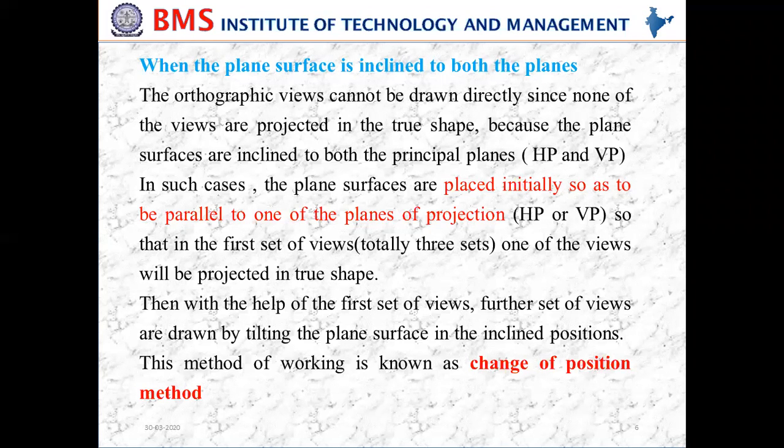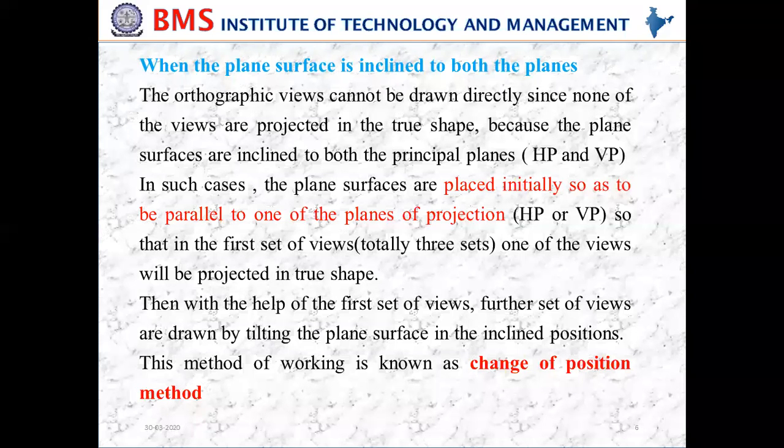So that in the first set of views, one of the views will be projected in true shape. When a lamina is kept parallel to any one of the planes, we know the view onto it will be a true shape. Got it? Then with the help of the first set of views, further sets of views are drawn by tilting the plane surface into inclined positions. We will discuss that when taking the problem. This method of working is known as the change of position method. We are using the change of position method for the entire projection of planes.